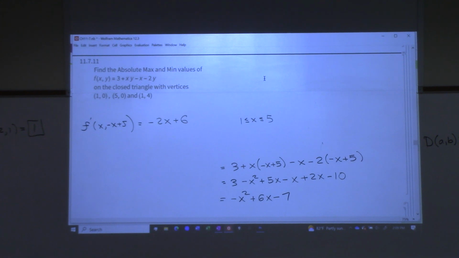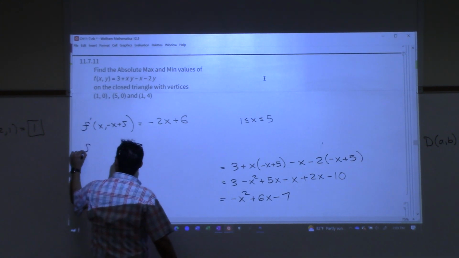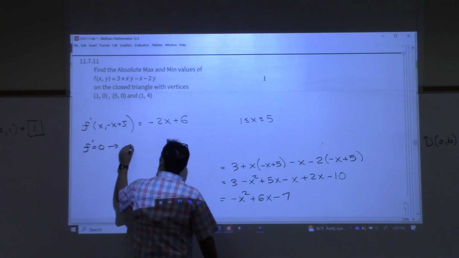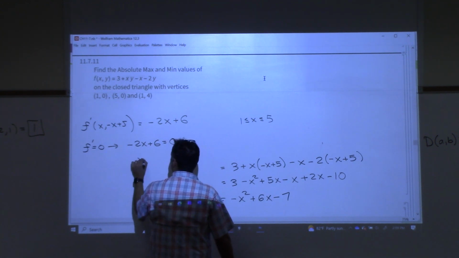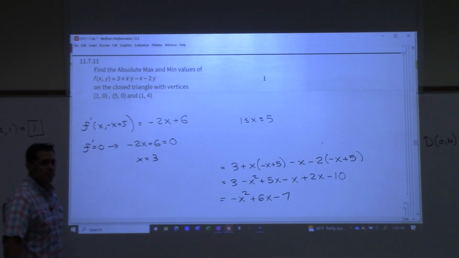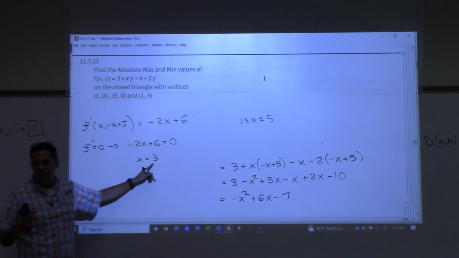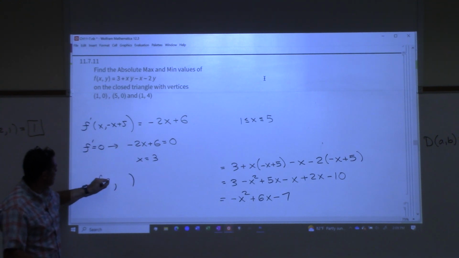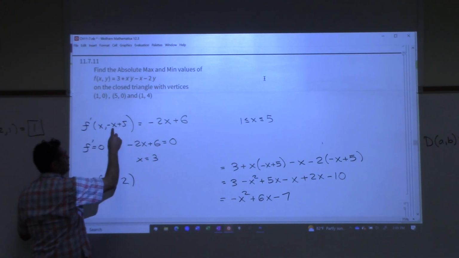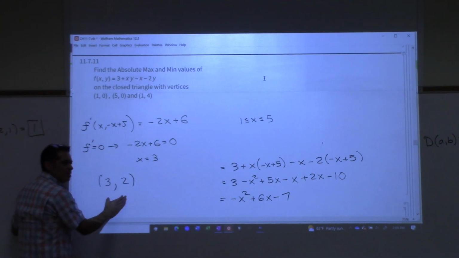What do we do with that derivative? Set it equal to 0. So negative 2x plus 6 equals 0, and solving that, I just get x is 3. If x is 3, I know something interesting is happening here. In terms of a point for our surface, if x is 3, then the y is what? 2, right? If I replace that x with 3, negative 3 plus 5 is 2. So this is the critical point.